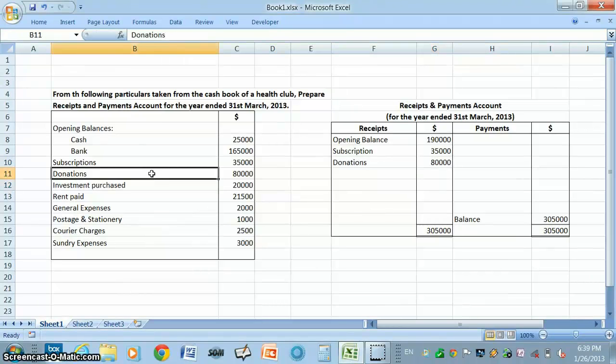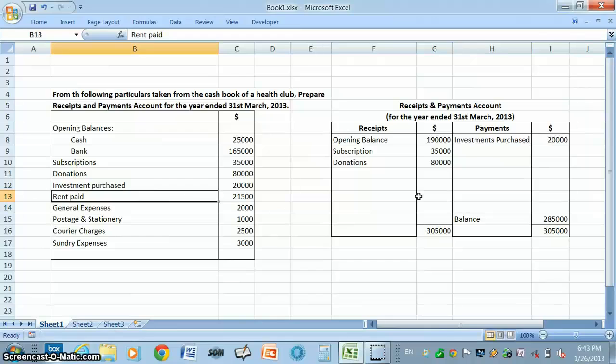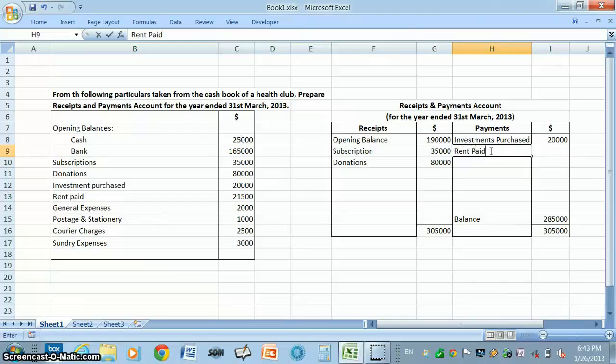After donation, the next item is investments purchased, and this is an item of payments, so we will show it on the payment side. The amount paid for this purpose is $20,000. The next item is rent paid, and this will also appear on the payment side. The amount paid towards rent is $21,500.